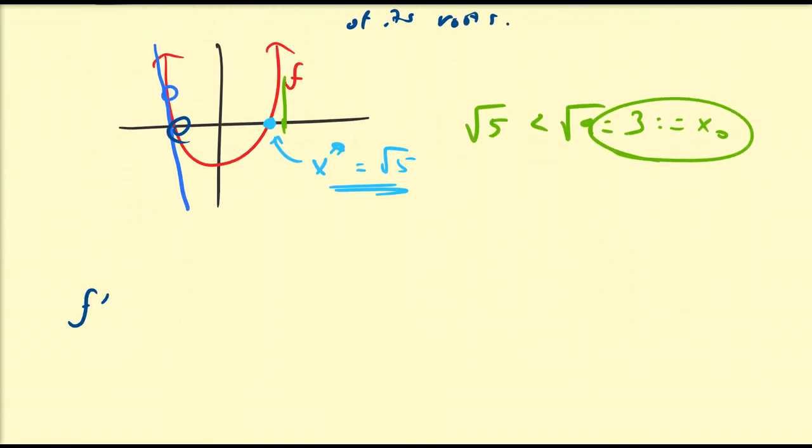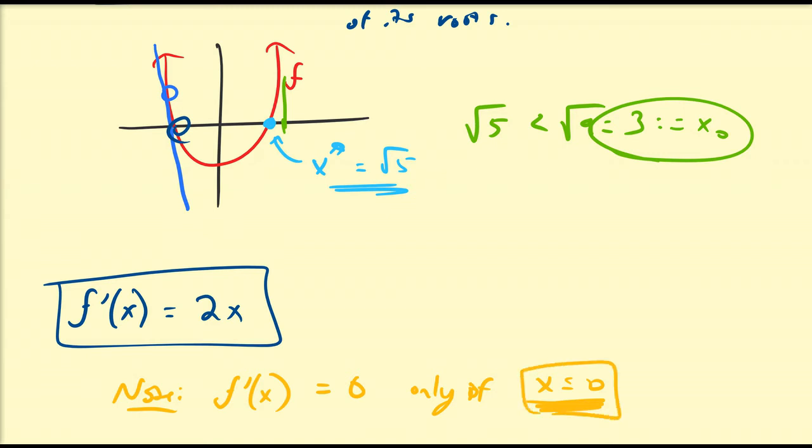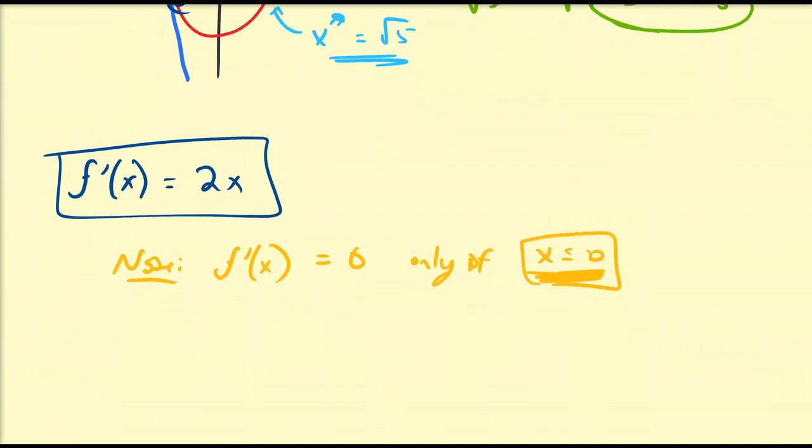Also note, f prime of x is going to be equal to 2x. We need this since that's going to be in the denominator of our Newton-Raphson method. And also note that f prime of x is equal to 0 only if x is equal to 0. So as long as our initial condition and any of the iterations do not hit this point, then the Newton-Raphson method should converge, ideally, to something. So let's see what happens.